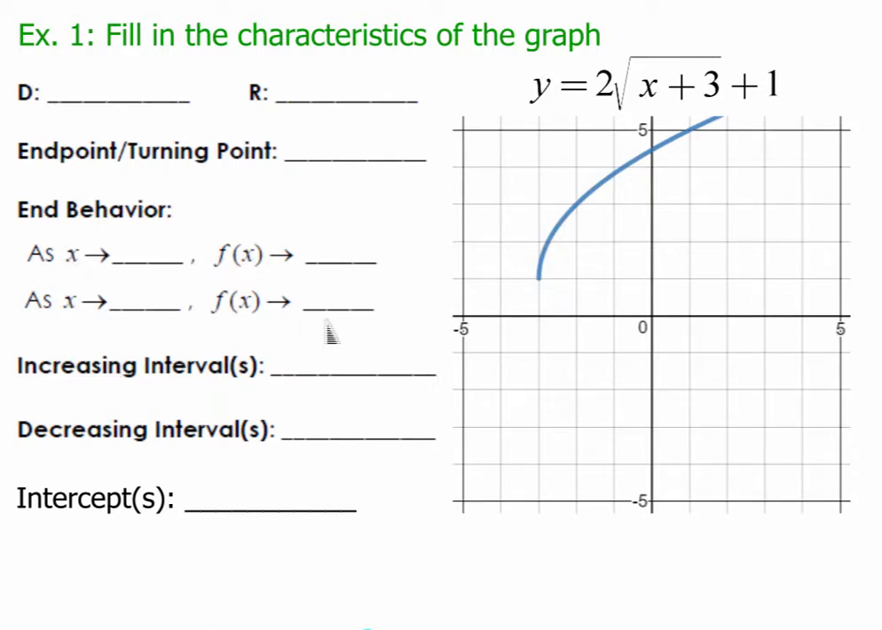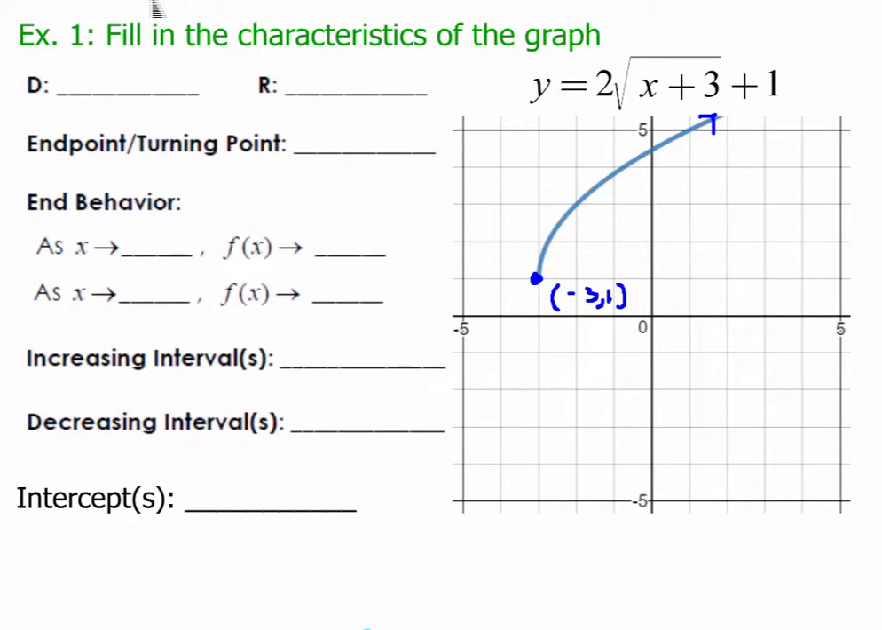So first off, the domain. Now this graph has an endpoint here. It starts here at -3, 1. And it goes from there. So my leftmost point is -3, and my graph continues forever. So my domain is going to be -3, and that should be a bracket, not a parenthesis. So my domain is going to be from -3 to infinity.